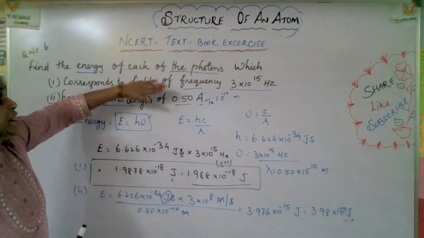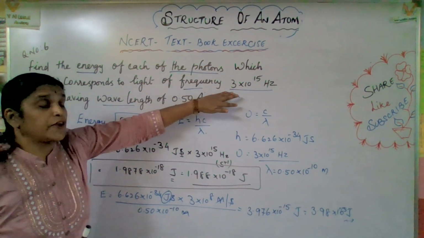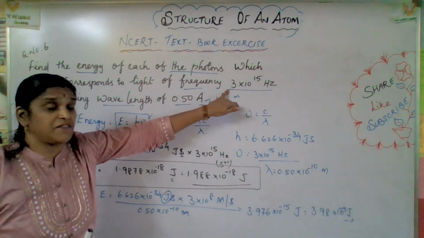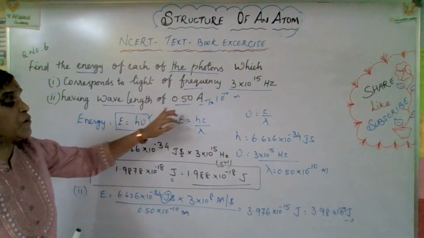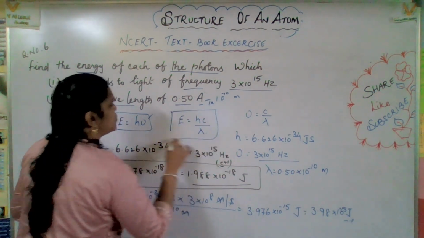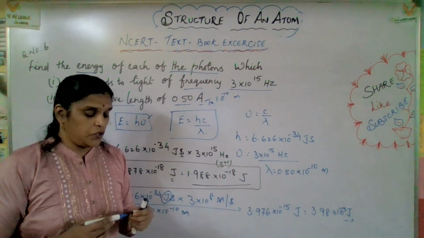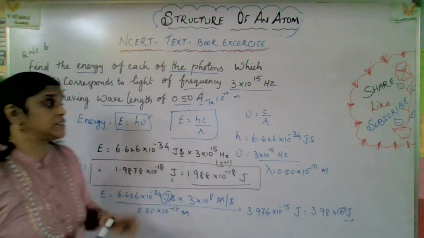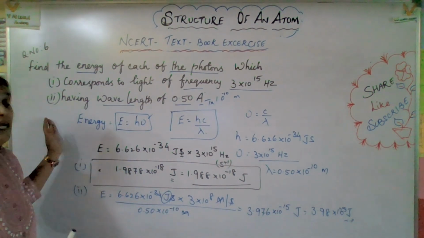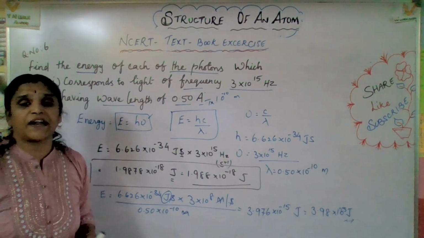Now you see they are asking the energy of photons, and they have given the frequency value and the Armstrong value. This is not the velocity, this is the frequency value. So these are the two formulas you have to use, and Planck's constant value. I hope you understood all these points. Now let us check some more interesting and important questions from the NCERT textbook, Structure of an Atom.